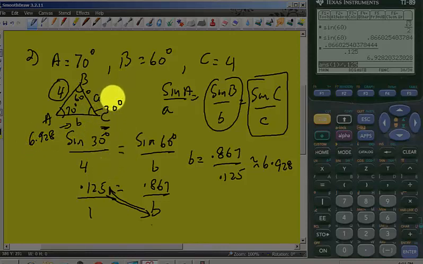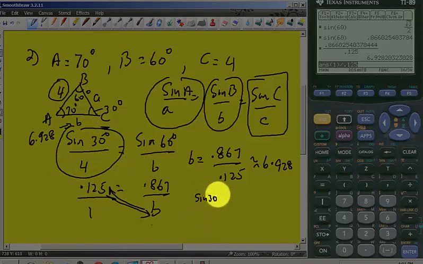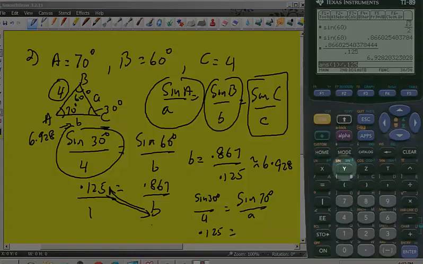Okay, so the only thing that's left for me to find is side A, so I can use that formula right there. Since I already know this, sine of 30 degrees over 4 is 0.125, so might as well go ahead and use that. So sine of 30 degrees is to 4 is to sine of angle A, which is 70, is to side A, and this is 0.125. And then let's go find sine of 70. So sine of 70 degrees. Okay, close the parentheses, hit enter.